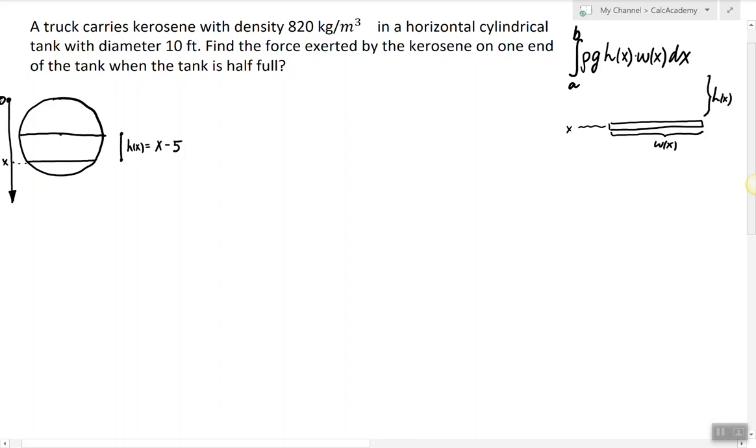And the width of this strip can be then expressed using the geometry. We can find this expression by applying the Pythagorean theorem, which will be the square root of 5 squared minus (x minus 5) squared. So the width will be 2 times that.